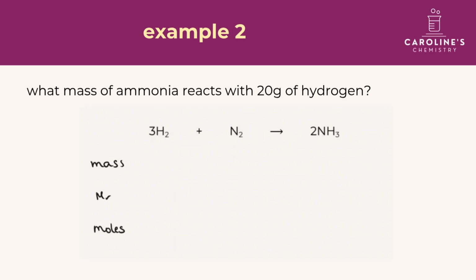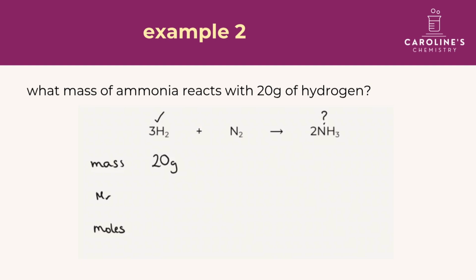Let's start with the tick and question mark again. Now we know we have 20 grams of hydrogen. That is therefore our tick. We know something about it, 20 grams. The question is asking us to calculate the mass of ammonia, so we put the question mark over the ammonia. It means we can ignore this nitrogen in the middle completely now.